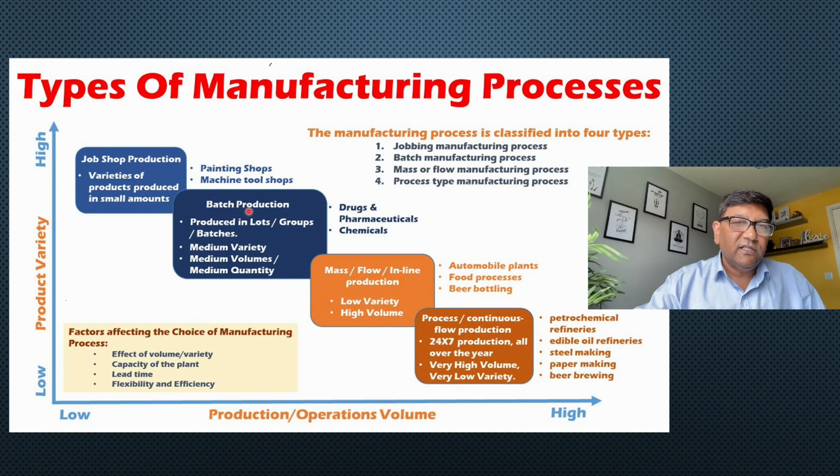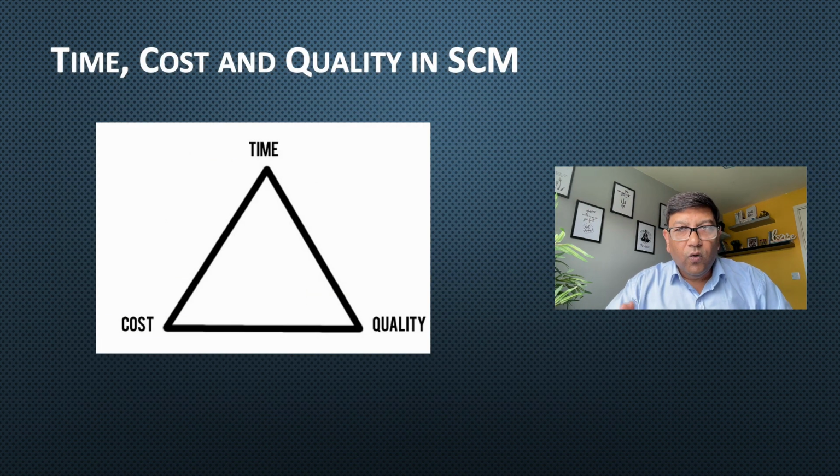Now, what those organizations are trying to do is give mass customization or mass personalization to the consumer, so that they have a lot of variety available to pick and choose. So that is why we need to understand the types of manufacturing process, so we can learn about them and how they fit into a supply chain. Now, what do we do with time, cost, and quality in supply chains?